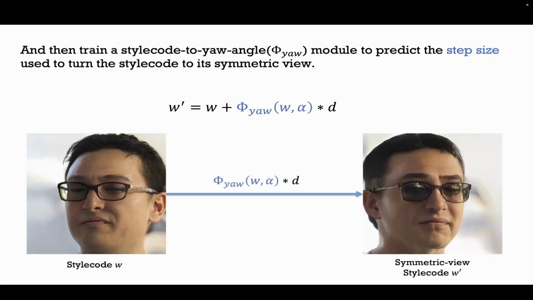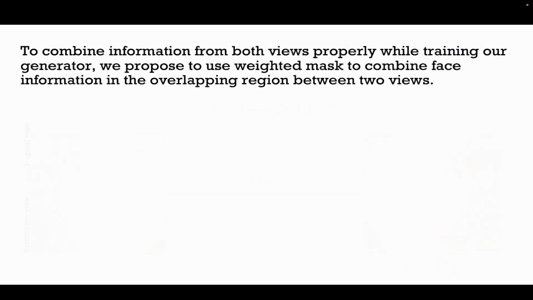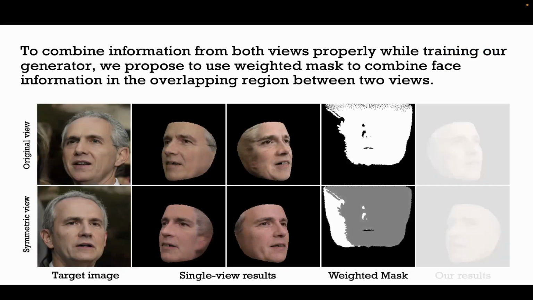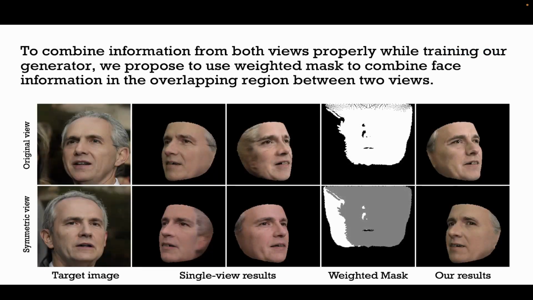its symmetric view. To combine information from both views properly while training our generator, we propose to use a weighted mask to combine face information in the overlapping region between two views. As we can see, when training the generator without the weighted mask, the single view results produce some artifacts on the side of the face. On the other hand, the generator trained using the weighted mask didn't produce such artifacts.